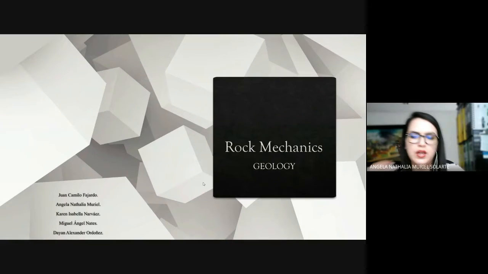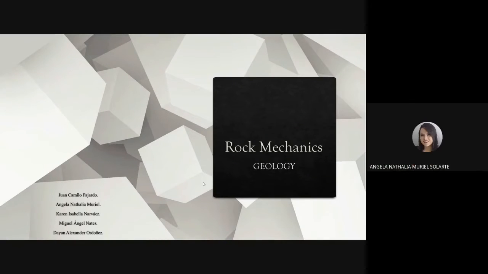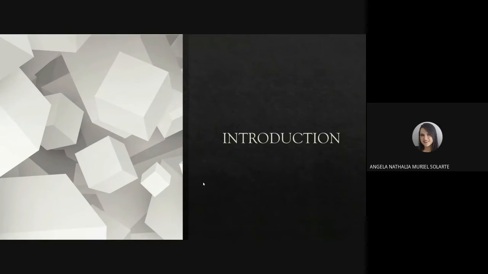Good afternoon. Today we talk about geology. It's a subject of the third semester. In this case, we talk about rock mechanics. Our group is composed of Juan Camilo Fajardo, Ángel Nathalia Muriel, Isabella Narváez, Miguel Ángel, and Dayan Ordoñez. For this team, we talk first about an introduction.